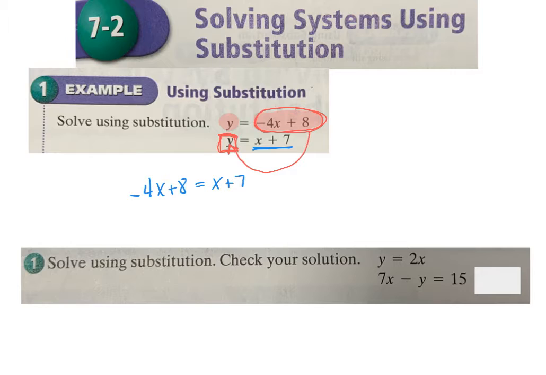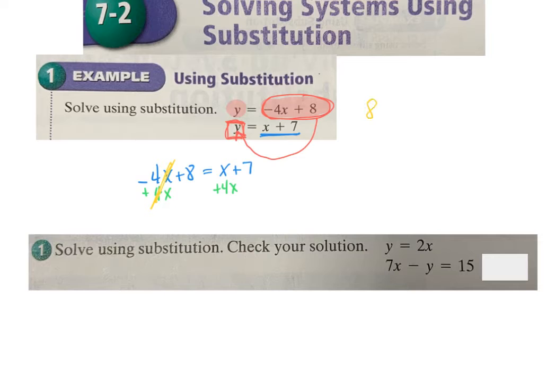I'm going to move my 4x over, all right? So I'm going to move my 4x over, solving equations, add my 4x to both sides, all right? On the left-hand side, my 4x cancels, all right? And I'm left with just an 8, just this 8. On the right-hand side, 1x plus 4x equals what? 5x. And I also have my 7. So I have 5x plus 7. So I have all my variables on one side.